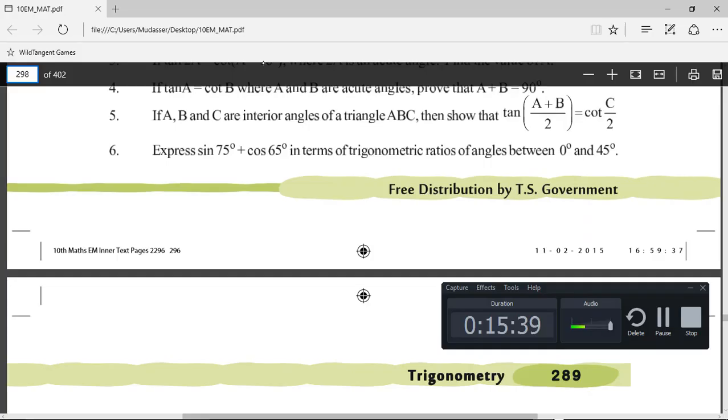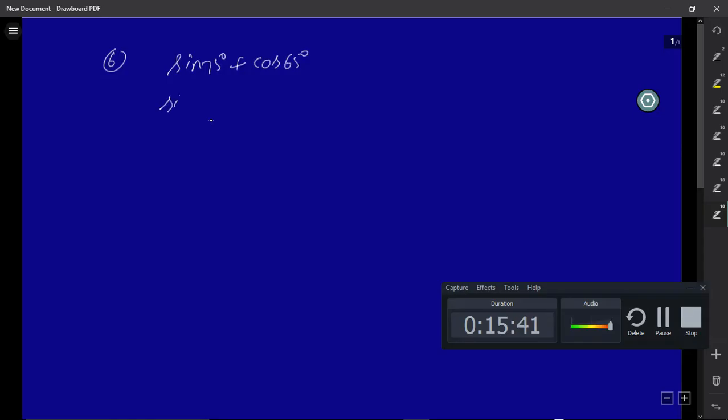What was the question again? Sixth one. Sine 75 plus cos 65. Okay. Sine, let me convert this into 90 minus something. 75 I can write as 90 minus 15, right? And then 65 I can write as 90 minus 25.